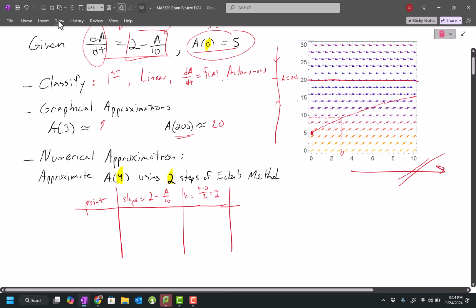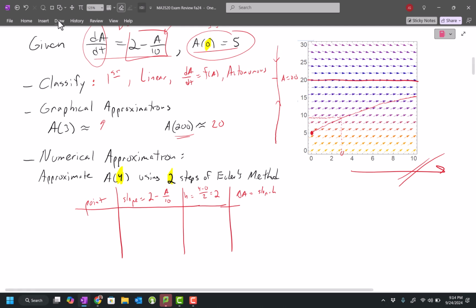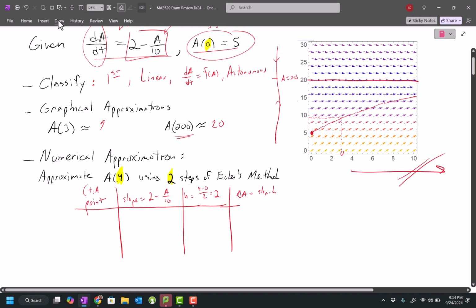Then my last column is going to be the change in the dependent variable, the change of a. And to calculate that, I just take the slope times the step. So my slope times my h value should give me my delta a. In this case, I'm starting out with points. Notice my points here are t comma a. So I might just write that down so I don't get confused.